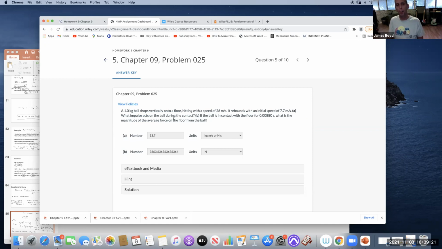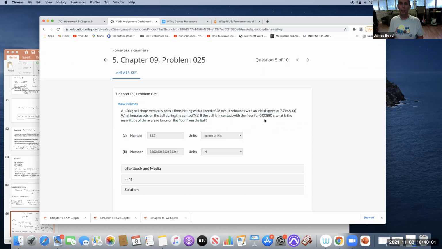A 1 kilogram ball drops vertically to the floor, hits with a speed of 26, rebounds with an initial speed of 7.7. So we know dropping down, let's call that negative. What impulse acts on the ball? 1 kilogram. As it's dropping, I'm assuming that's negative. So v initial is negative 26, v final is positive 7.7. So mv final minus mv initial, 1 times 7.7 minus 1 times negative 26. All right, so that ends up being a nice big number, 26 plus 7.7.